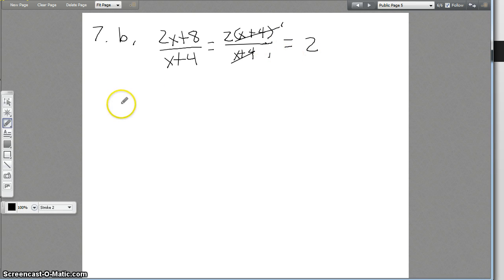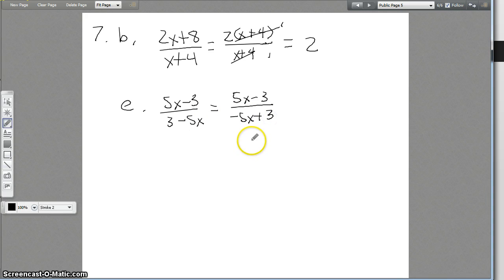So the next one we're going to look at is Part E. Part E is 5x minus 3 divided by 3 minus 5x. Well, the first thing I notice is that I've got a 5x in the top and the bottom, and I've got a 3 in the top and the bottom, but they're in a different order. So I'm just going to rearrange the order in the denominator. So we have 5x minus 3 in the numerator, and I'm going to write the denominator in the same order, negative 5x plus 3. All that I did was change the order that these terms were written in. I did not change what was actually there.